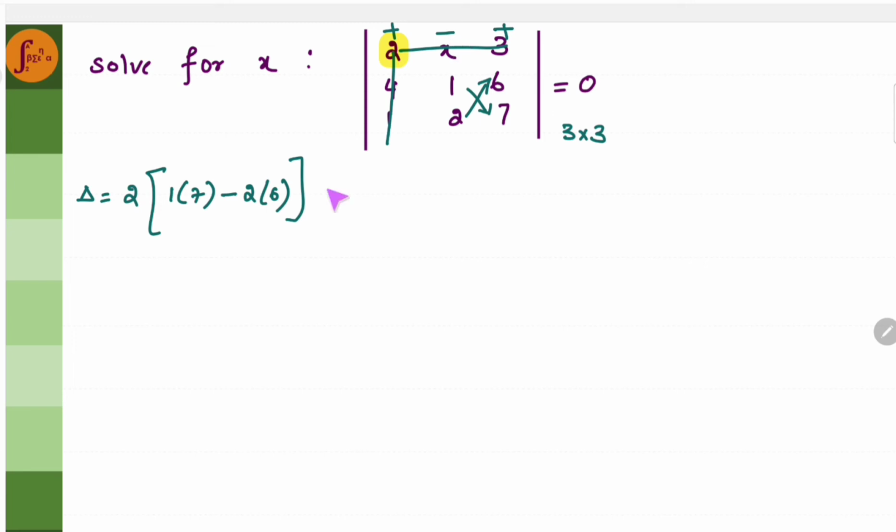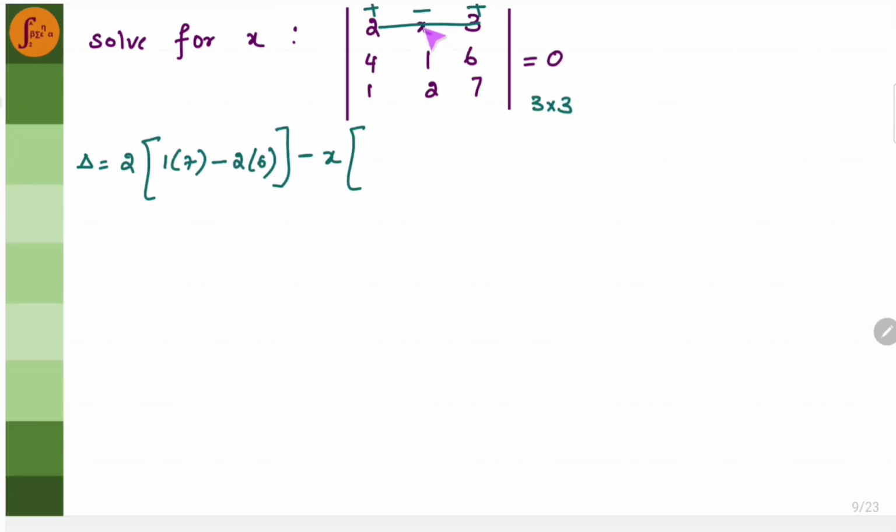Now we'll go to the second element. The second element is minus x. For the second element, we'll have to ignore this row and this column. So what are the elements we have? We have 4, 6, 1, 7. So cross multiply: 4 into 7 and 1 into 6, minus in between. That is 4 into 7 minus 1 into 6.